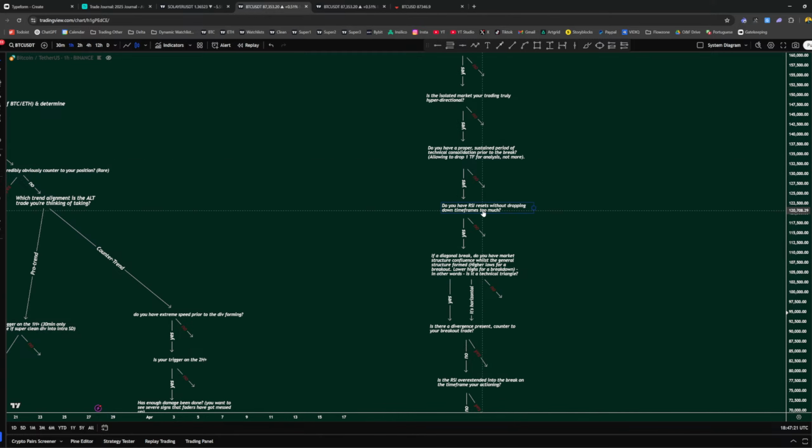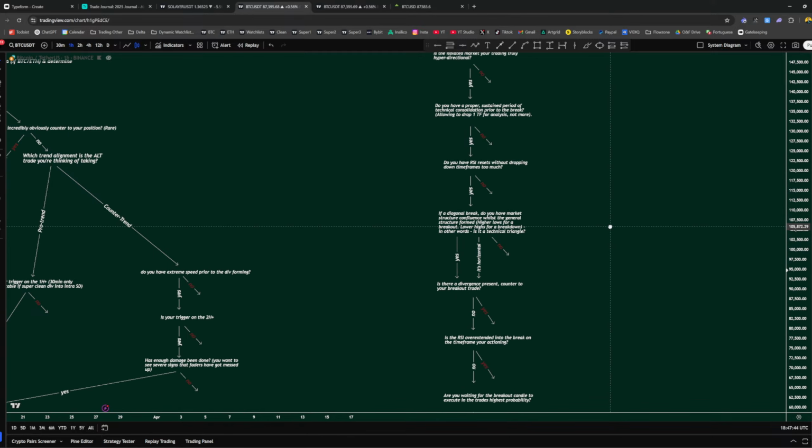Do you have RSI resets without dropping down the time frames too much? RSI resets are where price cools off back down, or back up, to the 50 level. Again, you can look at the divergences video if you want more information on what an RSI reset is. It would be in the breakouts video as well.